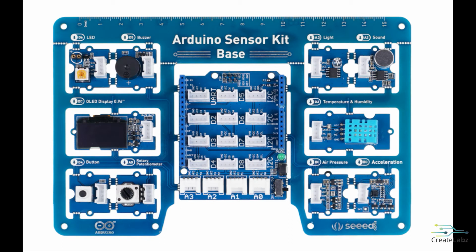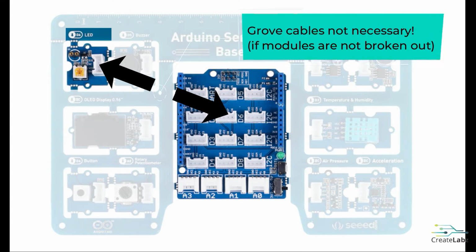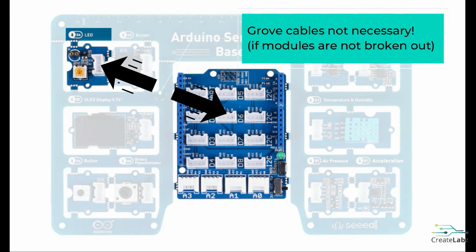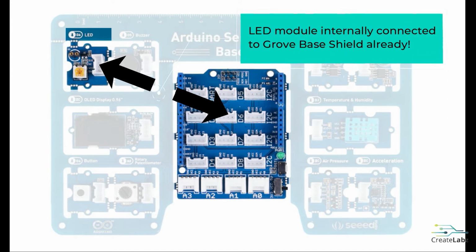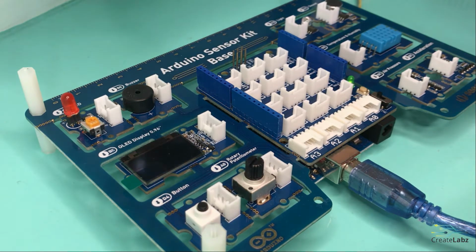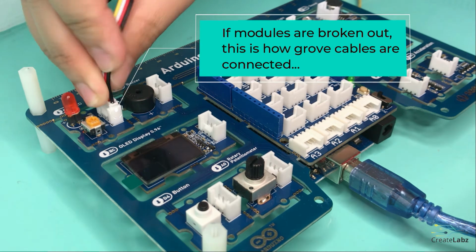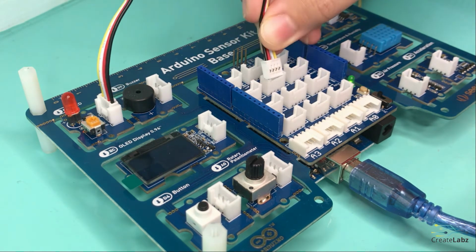Our hardware setup will be composed of the breakout board and the LED module. The Grove LED module connects to the board through the digital pin. Note that if you haven't taken the modules out of the breakout board, you don't have to connect them using the Grove cables because the modules are already connected through the Grove base shield. In this video, I will be demonstrating how you would connect the Grove cables if you were to take them out of the breakout board.